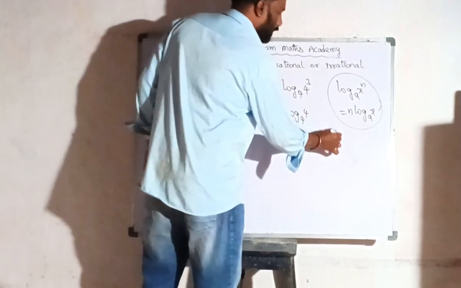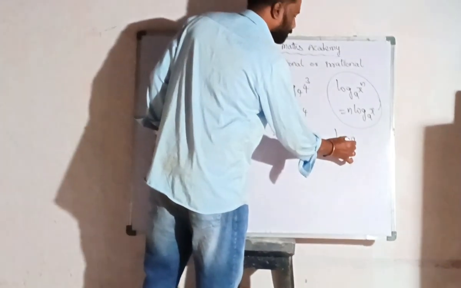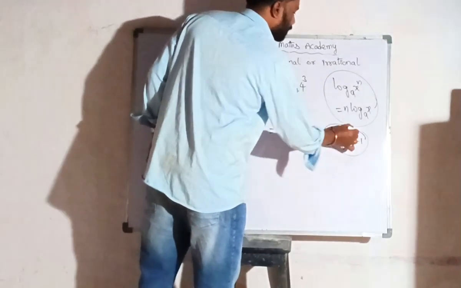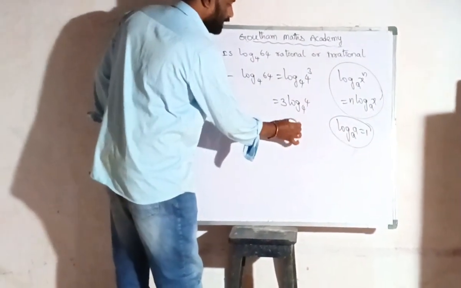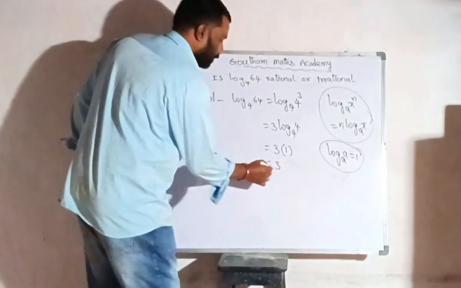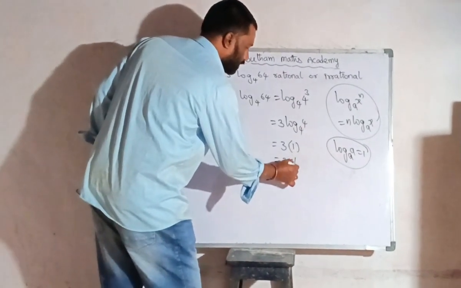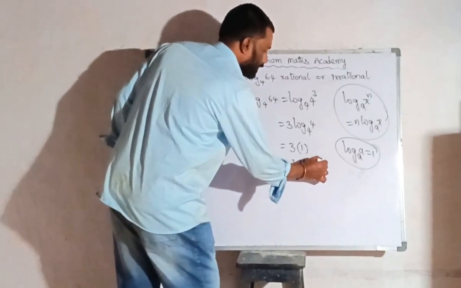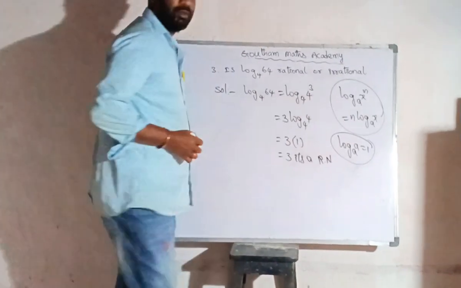Log a base a is 1. Using this fundamental, log 4 base 4 is 1. 3 into 1 is 3. So 3 is a rational number.